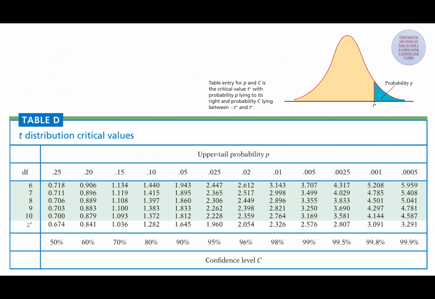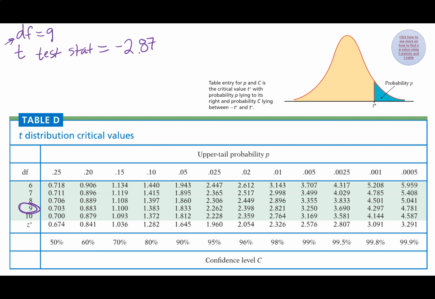So things to note, our degrees of freedom are 9, and our t-test statistic is negative 2.87. Degrees of freedom of 9 tells me which row I want to look in. So this is the row I want.